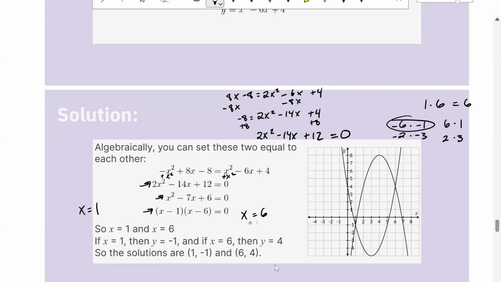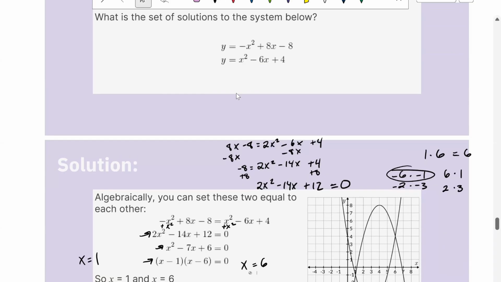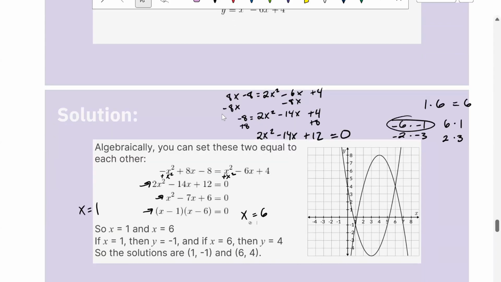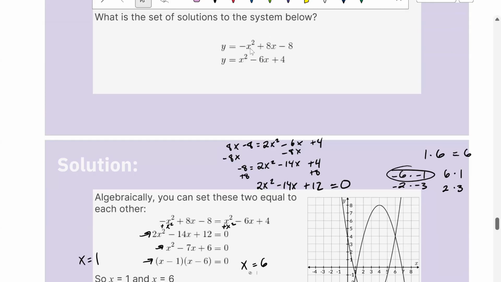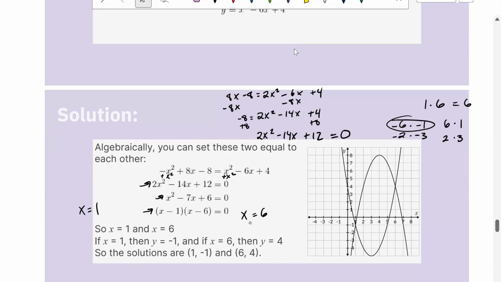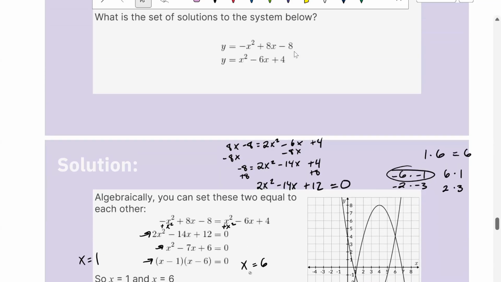Then we're going to do the same thing we did in the last problem. We're going to plug in 1 and 6. So we're going to plug in 1 for x, and we should get -1 for y. We plug in 6 for x, and we should get 4 for y.